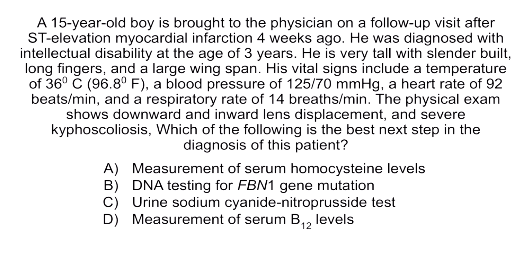Vital signs include temperature of 36 degrees Celsius, blood pressure of 125/70, and heart rate of 92. Respiratory rate of 14. Physical exam shows downward and inward lens displacement and severe kyphoscoliosis. Which of the following is the best next step in diagnosis of this patient?